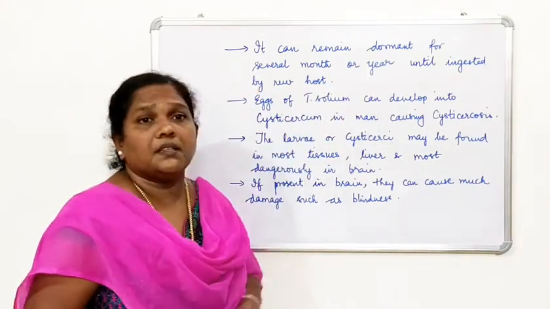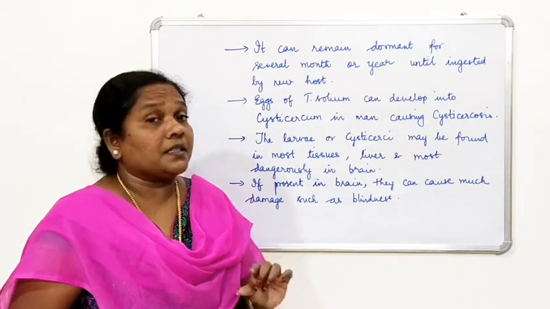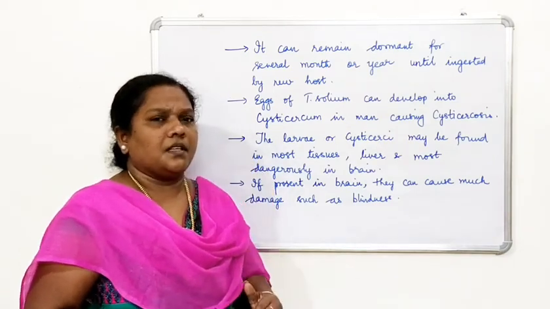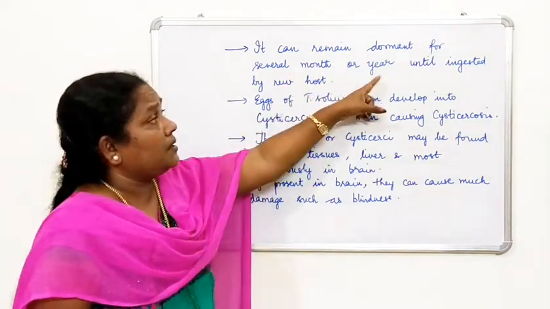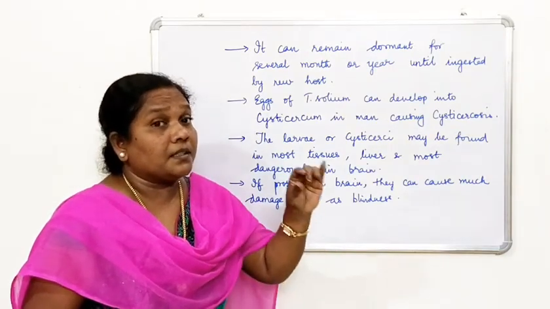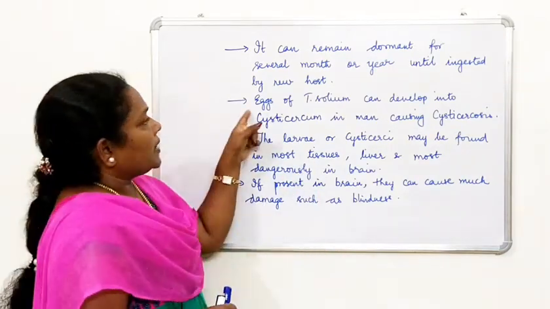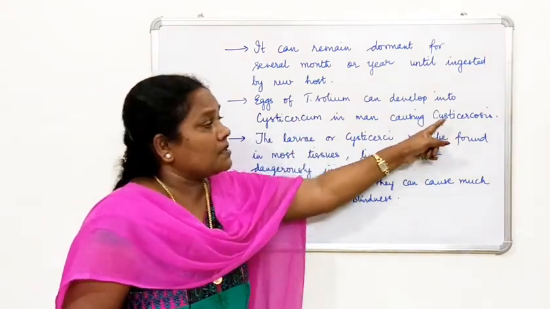So what is the dormant condition here? Actually, here the metabolic activity will become very low. Metabolism will be very low, right? That is why it remains dormant for several months or years until ingested by a new host. It will be alive, but metabolic activity will be very slow, right? But eggs of Taenia can develop into cysticercus in man, causing cysticercosis.